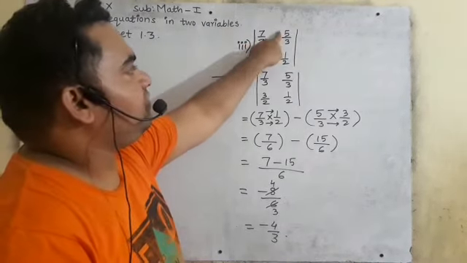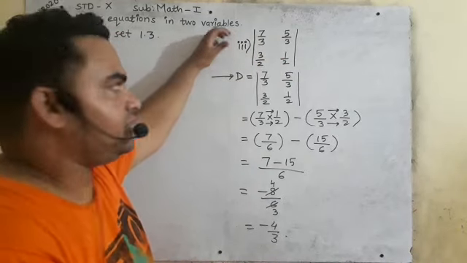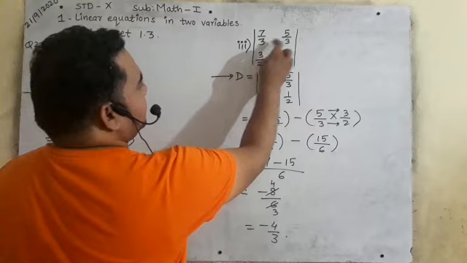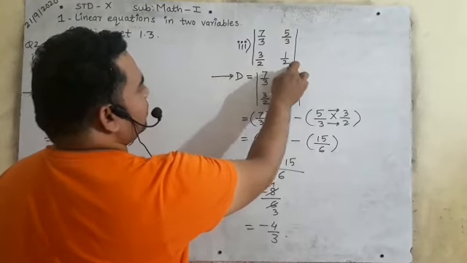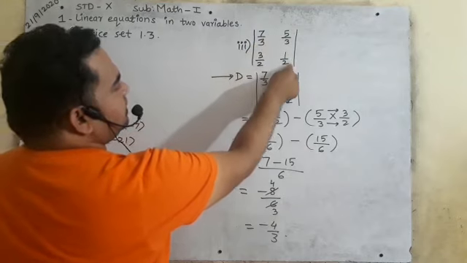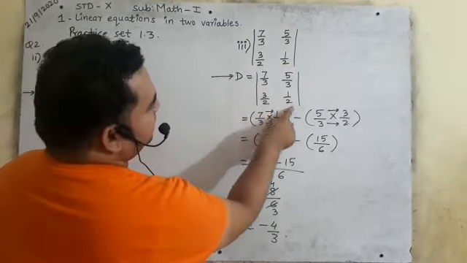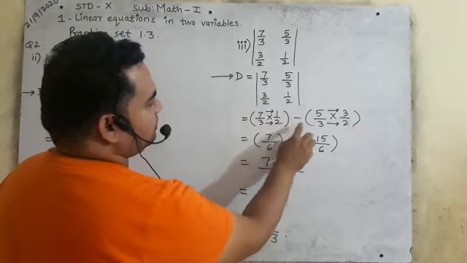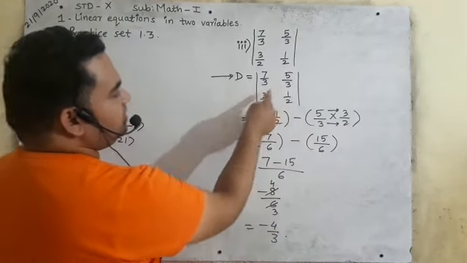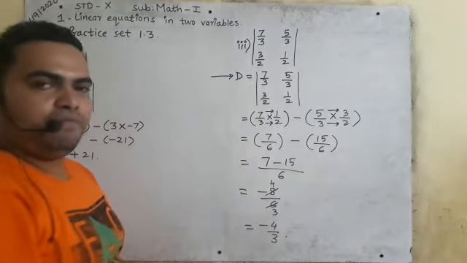Now look here, the third one: 7 upon 3, 5 upon 3, 3 upon 2, 1 upon 2. This is the given determinant. Now my dear friends, this is A, this is B, this is C, this is D. 2 rows and 2 columns. This A will multiply to this D. See how we have to solve it. 7 upon 3 will multiply to 1 upon 2. Minus 5 upon 3 will multiply to 3 upon 2. We have to write these two in brackets.